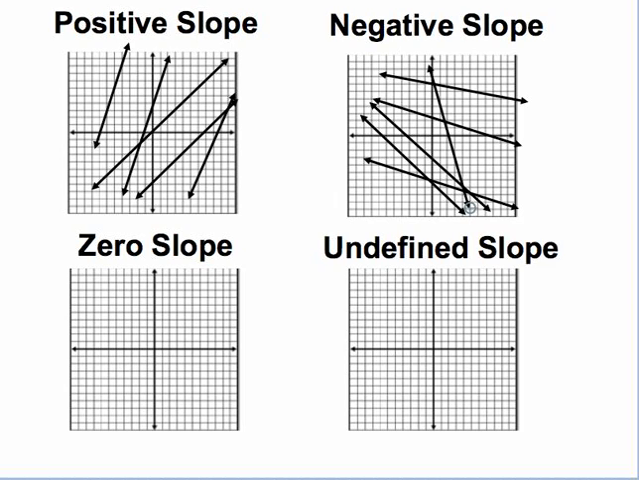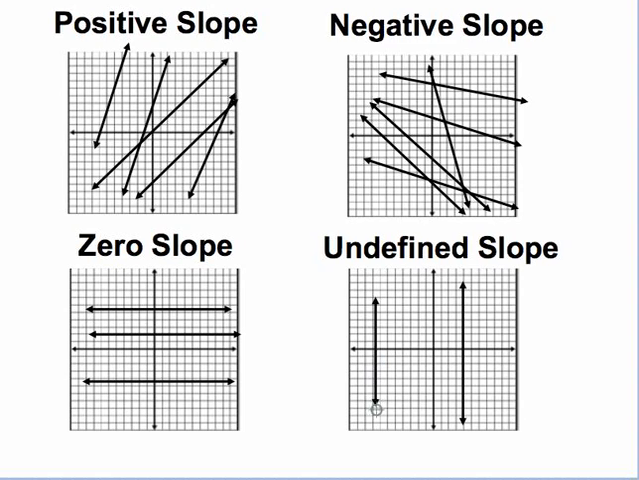Zero slope lines are like that last slide that we just went over. They are horizontal. They have no slant to them. They have a whole lot of run and no rise. Undefined sloped lines are special. They are also going to fall in that special place where they're vertical.